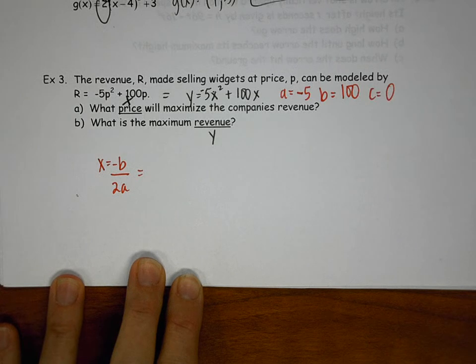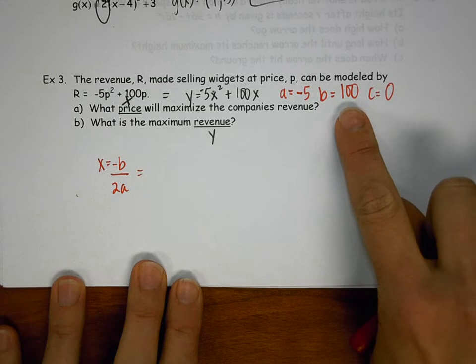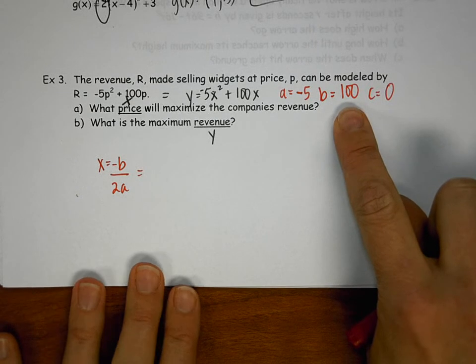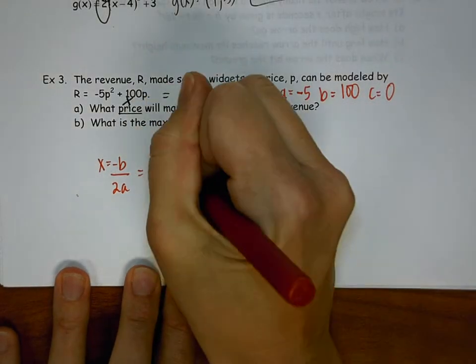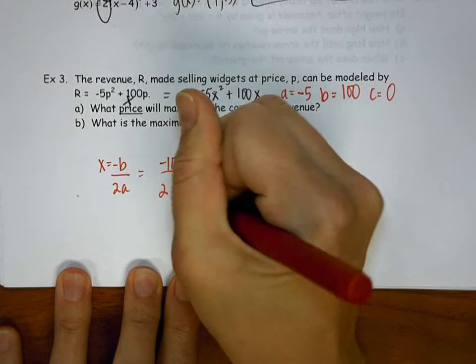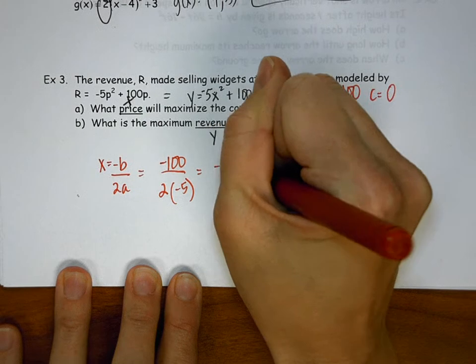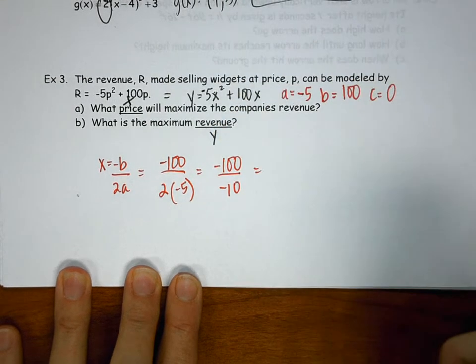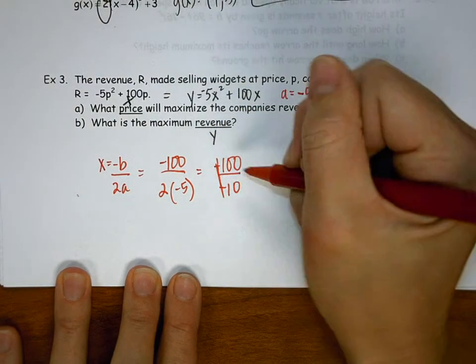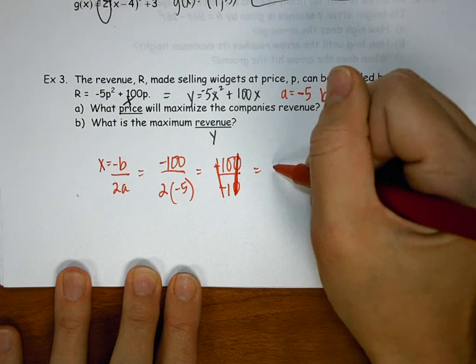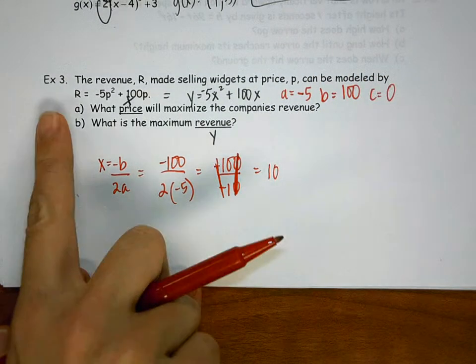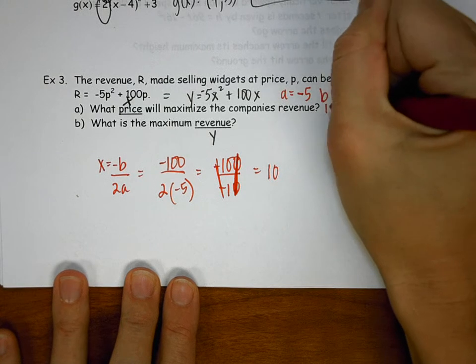Okay, so if you got the answer of 10 for the x value of the vertex, you are correct. If you didn't, watch what I'm doing. If you did, still watch what I'm doing. So negative b is the opposite of what b is. So it's going to be negative 100 over 2 times, and my a value is negative 5. Negative 100 over negative 10. A negative divided by a negative makes a positive. You can cancel out the zeros on the top and the bottom, and you get the answer of 10. So on A, it is going to be 10.